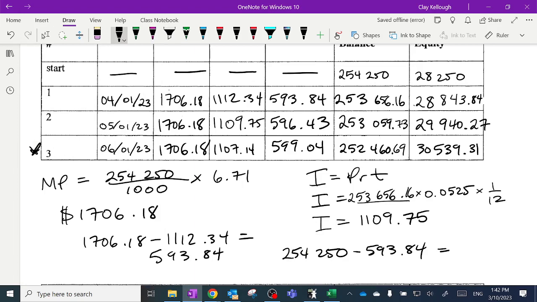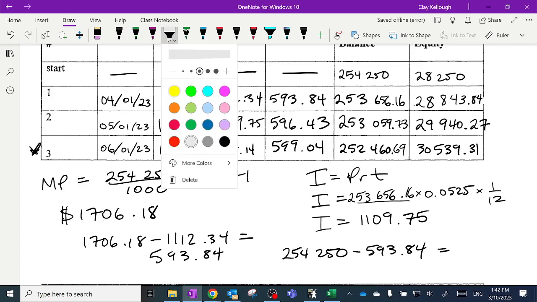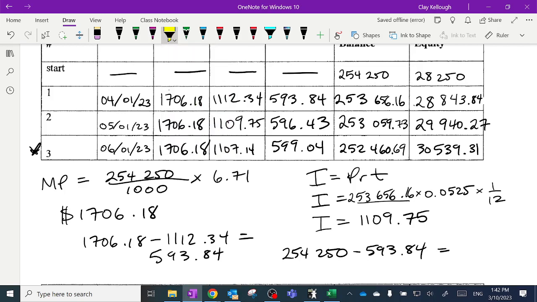Now, your homework might ask something like, how much interest did I pay over those first three payments? What would I do to figure that out? I would add together those three numbers, because that's how much interest I paid every month. About $1,000 a month is what I'm paying in interest to the bank.